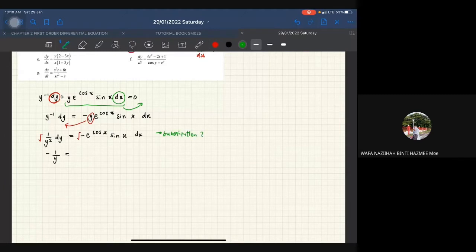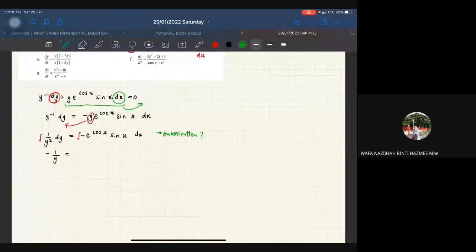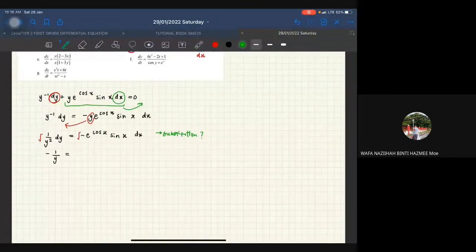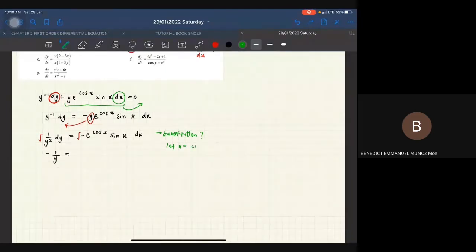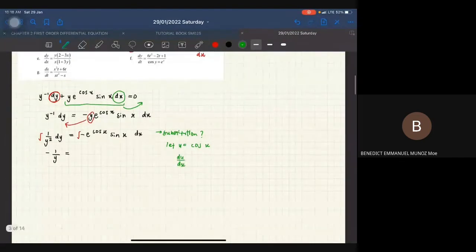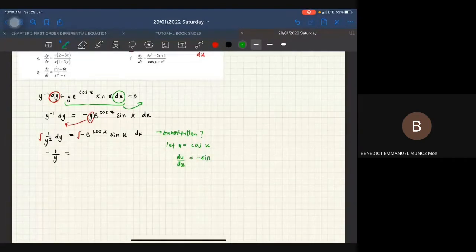Substitution. Cannot. Saya tunggu ni. Can, Miss. Can, betul, boleh. Okay, so kita boleh guna substitution sebab apa? Okay, so now kita let u equal to cos x. Kita ambil yang power exponent tu, jadi kita punya u. So u is equal to cos x. So du dx is equal to negative sin x.